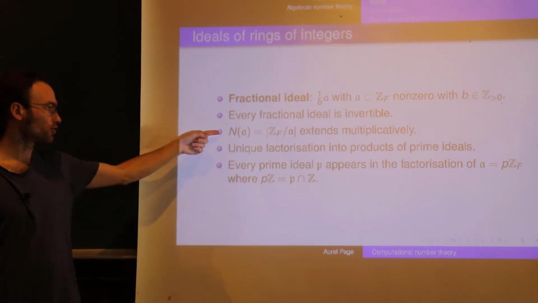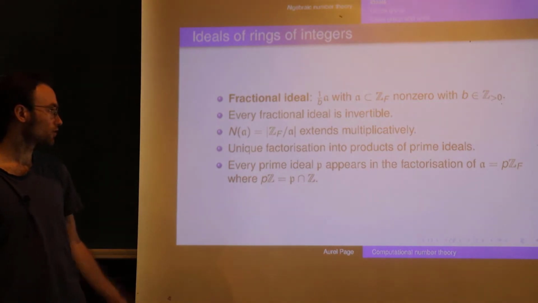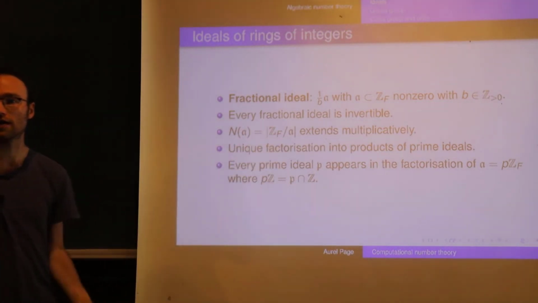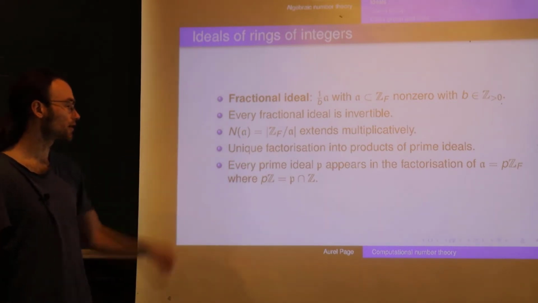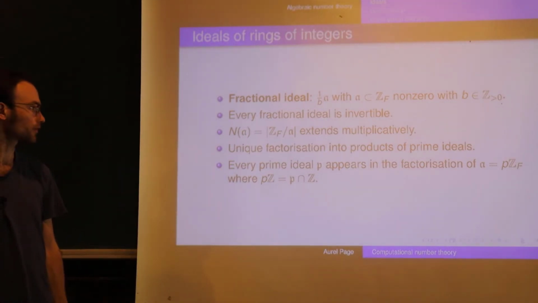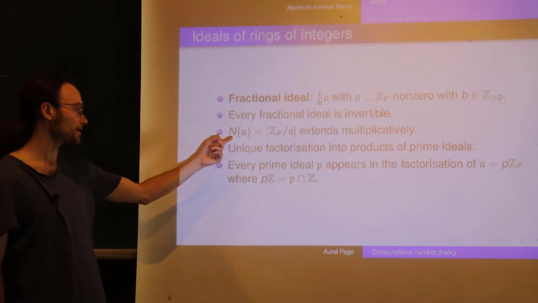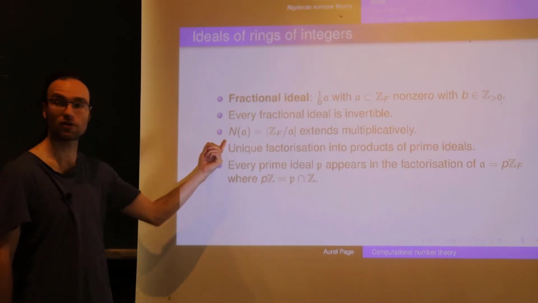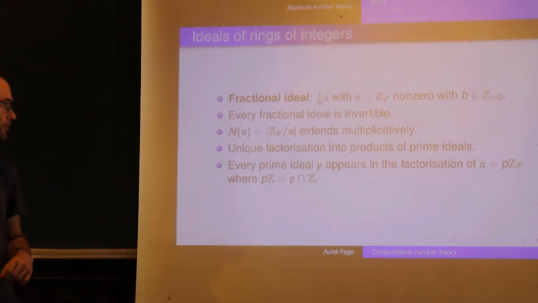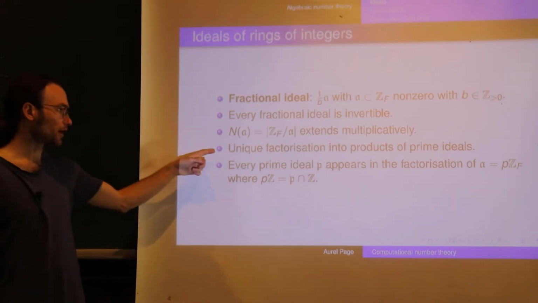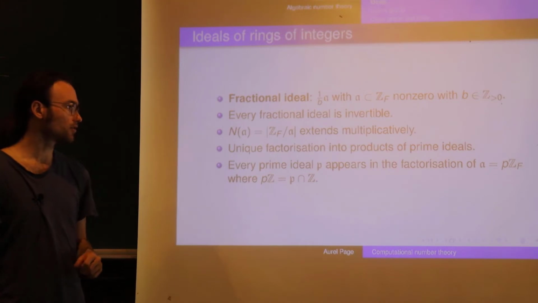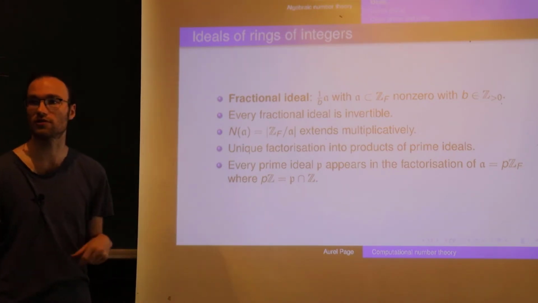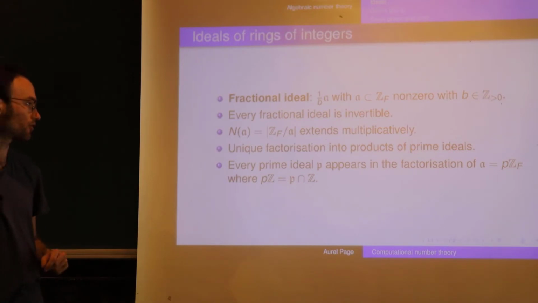You have a notion of norm on ideals. For actual ideals, it's just the size of the quotient, and you extend that multiplicatively to fractional ideals. And this is also compatible with the norm of elements for ideals that are generated by a single element. You have unique factorization of ideals into products of prime ideals. In fact, all of this actually is true in Dedekind domains in general.